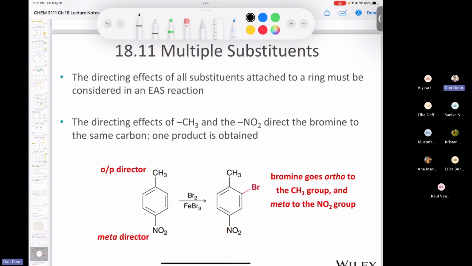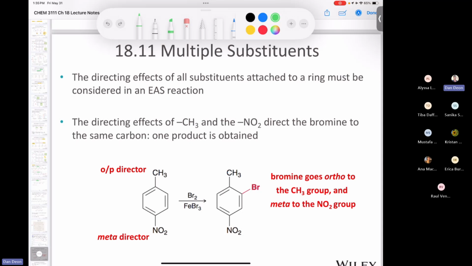Because we're going to look at all kinds of compounds that have two substituents on them, an aromatic ring with two substituents. And so let's walk through it. Follow along with me here. The directing effects, so I'm reading from the top, of all substituents attached to the ring have to be considered in an electrophilic aromatic substitution reaction.